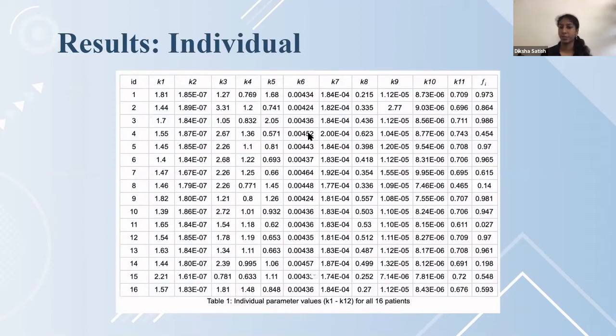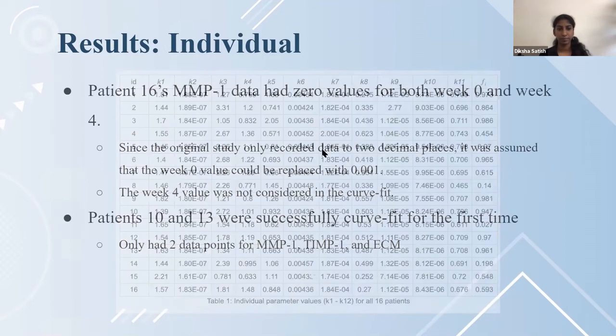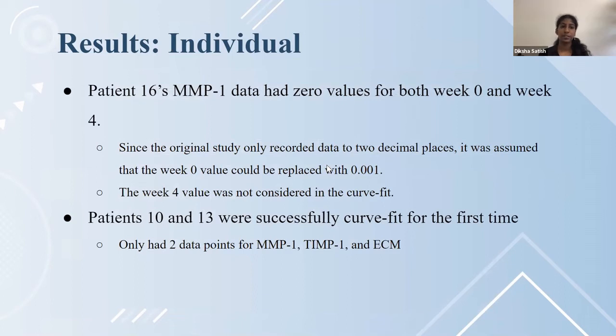So here are the individual results for the parameters K1 through F5 for all 16 patients. Using Monolix's SAEM algorithm and EBEs, all patients were able to be curve fit. Patient 16's MMP1 data had 0 values for both week 0 and week 4. The original patient data was only calculated to 2 decimal points. Thus, it was assumed that the 0 values could be replaced with 0.001 in order to curve fit the data using the mathematical model. The week 4 value was not considered in the curve fit.